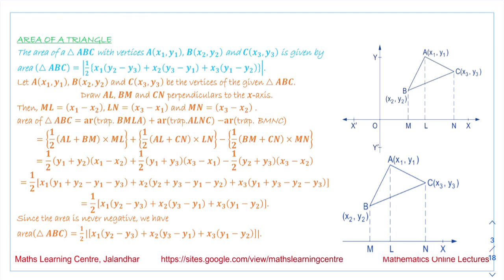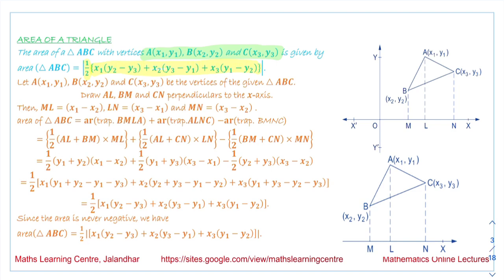If the coordinates of the triangle are given to us, suppose the coordinates are A, B, C and the values are (x1, y1), (x2, y2) and (x3, y3), then the formula for the area of this triangle will be 1 by 2 times x1 into (y2 minus y3) plus x2 into (y3 minus y1) plus x3 into (y1 minus y2).